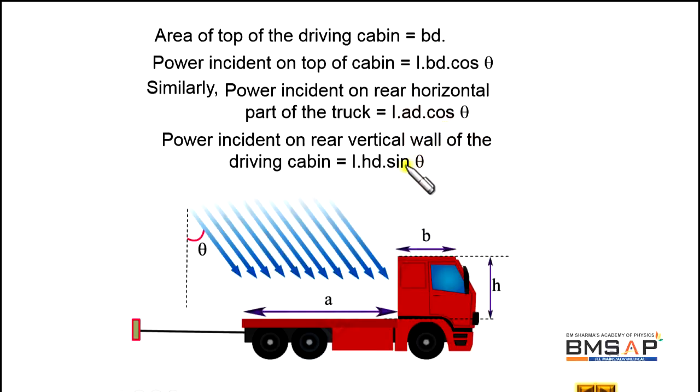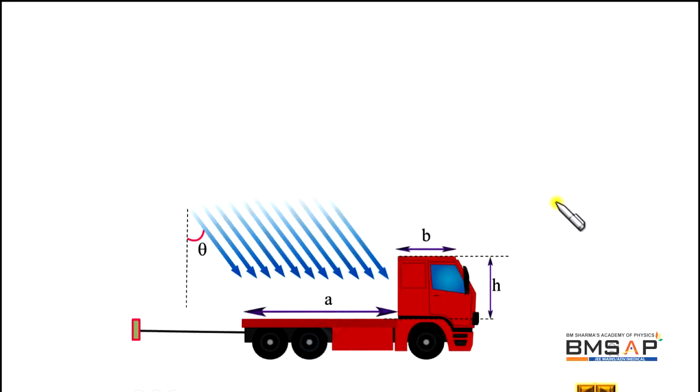So, cos(90 minus theta) will become sin theta. So, this is the power incident on the rear vertical wall of the driving cabin, right. So, these are the powers. Now, we need to calculate the total power. That means we need to add this part and this part to calculate the total power incident on the truck.